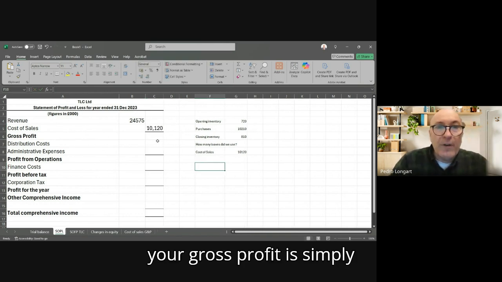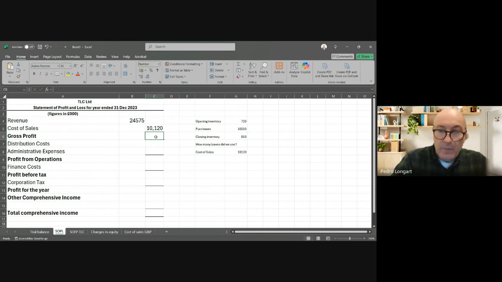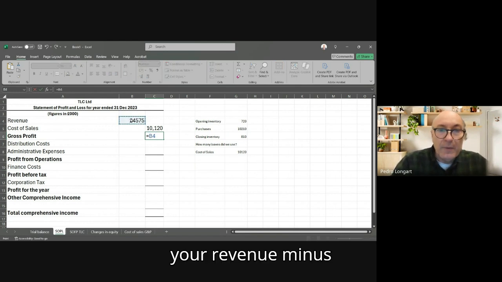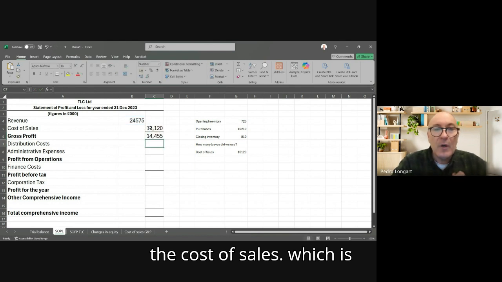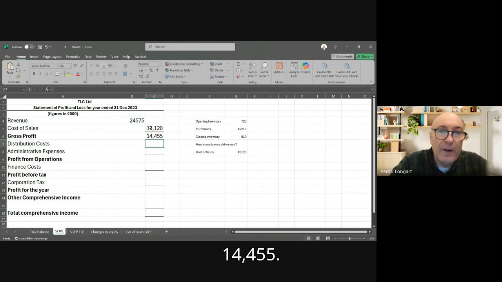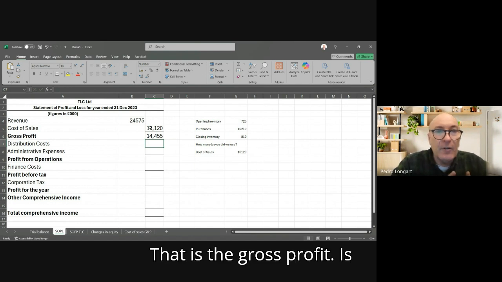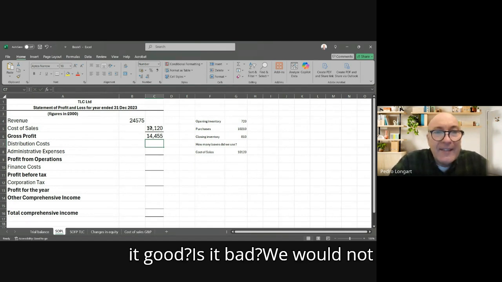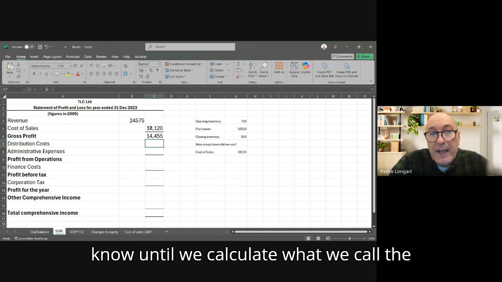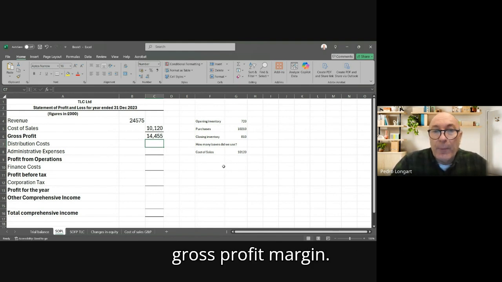And your gross profit is simply your revenue minus the cost of sales, which is 14,455. That is the gross profit. Is it good? Is it bad? We would not know until we calculate what we call the gross profit margin.